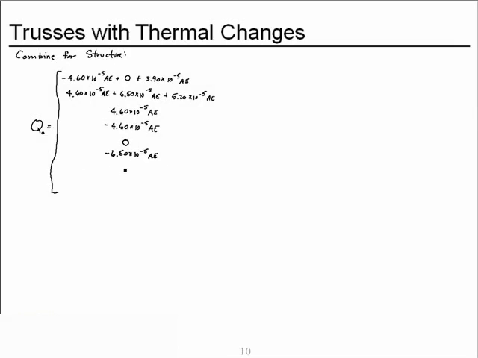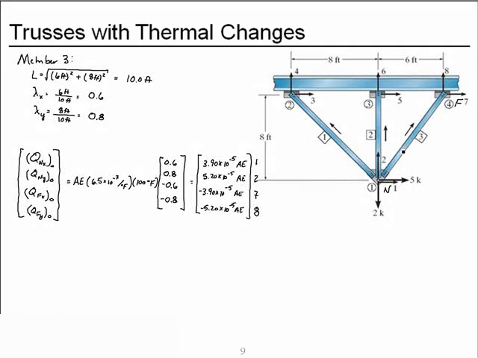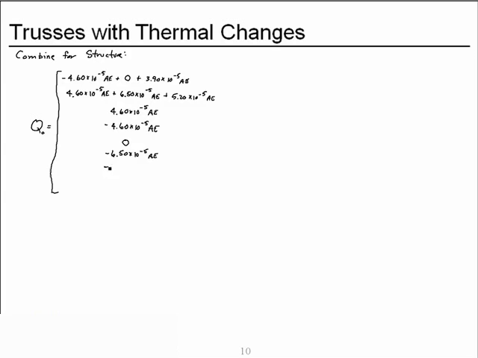And our last two, 7 and 8. Only member 3 connects to node 4 with degrees of freedom 7 and 8. And so the structure fixed end forces at degrees of freedom 7 and 8 come only from member 3. And so we have negative 3.90 times 10 to the minus fifth AE and negative 5.20 times 10 to the minus fifth AE.